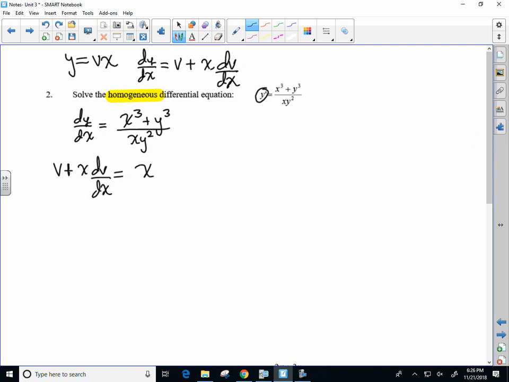Right-hand side, we have an x cubed plus a vx cubed over an x times vx squared. All right, it's only the pre-calc that makes this challenging. We're already ahead of the game on this problem because I didn't have to do any work to get it into the form that I like. Now when I clean up the right-hand side, x cubed plus v cubed x cubed over x cubed v or vx cubed, either way.